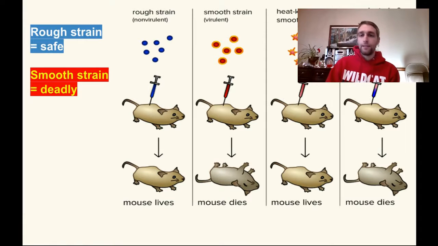And then in the last column here, this is the one that actually let him conclude that there was something being transferred from one generation to the next, because look what he combined in this experiment.